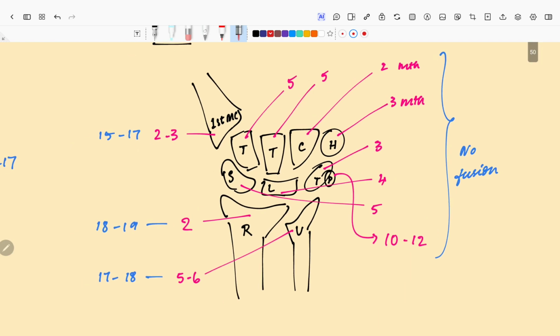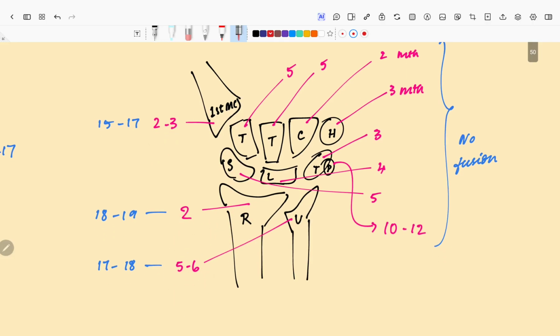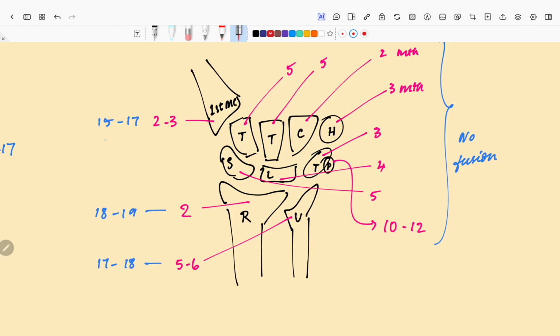And then we'll see the base of first metacarpal, which appears from 2 to 3 years. The same time the radius comes at 2 years. So remember 2 and 2. And then ulna comes from 5 to 6 years. When does all of this fuse? So first is fusion of base of first metacarpal at 15 to 17 years, radius at 18 to 19 years, ulna at 17 to 18 years.